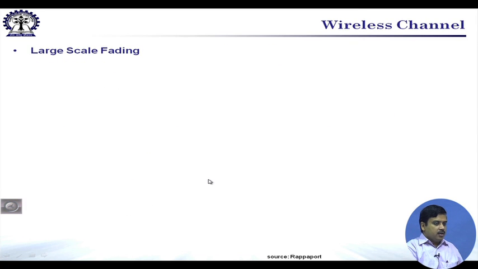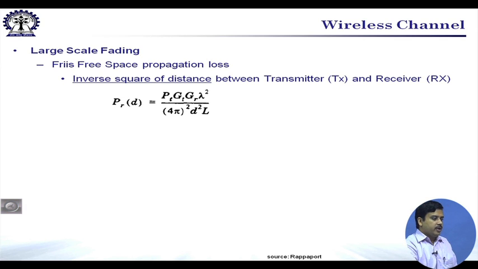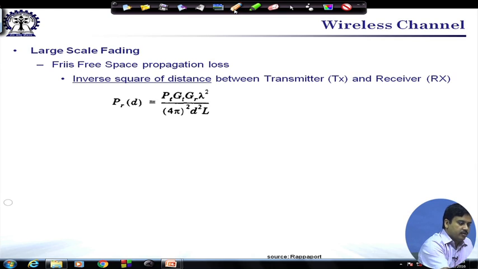Moving ahead, if you look at the free space equation, the received signal strength at a particular distance d, as indicated by this expression, is proportional to the transmit power, proportional to the transmit antenna gain, proportional to the receive antenna gain, proportional to the square of the wavelength, or inversely proportional to frequency, inversely proportional to the square of the separation distance, and L indicates system losses.